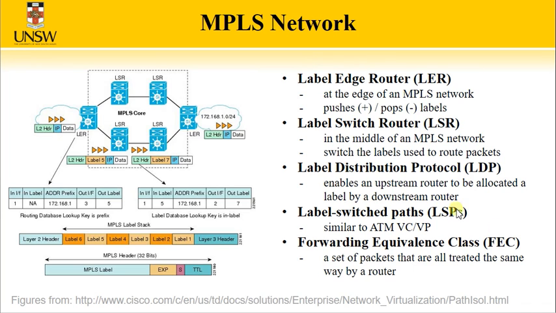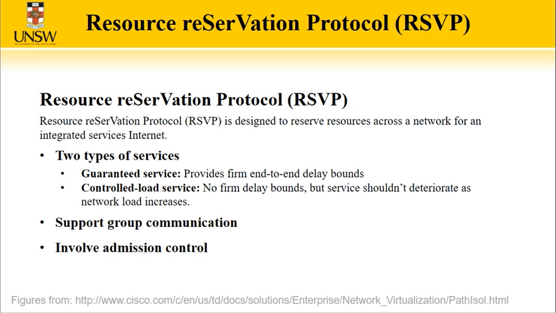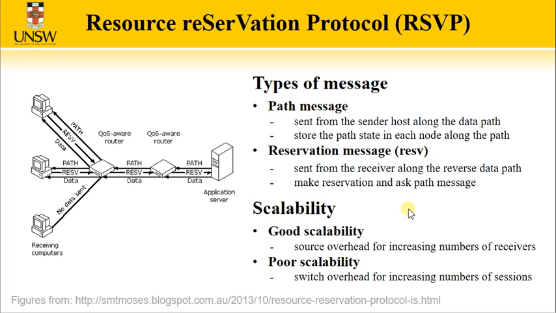RSVP is designed to reserve resources for an integrated services internet. It provides two types of services: guaranteed service providing delay bounds, and controlled load service, which doesn't have firm delay bounds. Moreover, this protocol also supports group communication. In RSVP, the path message is sent from the sender and stores the path state in each node. Reservation messages are sent from the receiver along the reverse data path to make the reservation and ask for the path message.